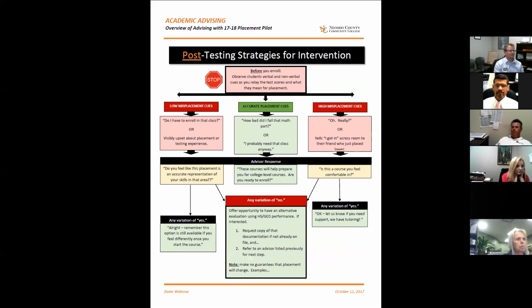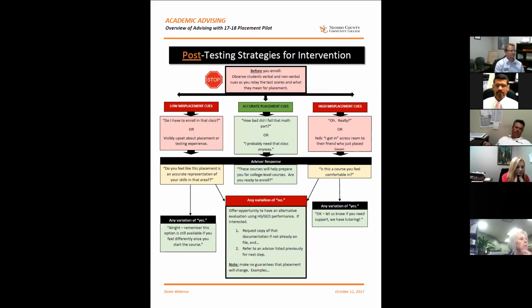If they just walked out of the testing room, the testing results sheet has that placement information on there too, so you can easily just read that off the sheet and say, well, this suggests that you would place into intermediate algebra. So you can usually get some cues from students both ways here, whether the misplacement might be low or the misplacement might be high. Or sometimes they'll give you a cue that might indicate that it was an accurate placement to begin with. So you see some examples listed there.